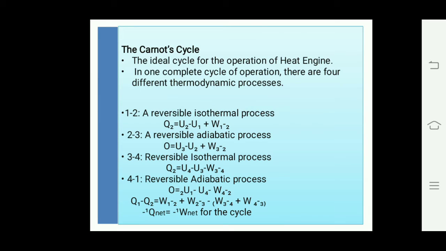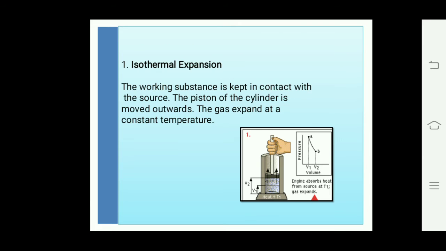First, let us discuss the first process in a Carnot cycle, the reversible isothermal expansion. The working substance is kept in contact with the source. The piston of the cylinder is moved outwards. The gas expands at a constant temperature. In thermodynamics, isothermal means there is no change in temperature, so our temperature will remain constant.